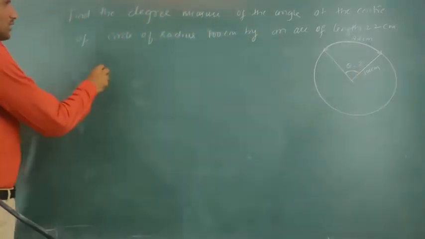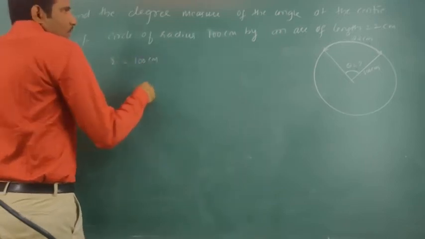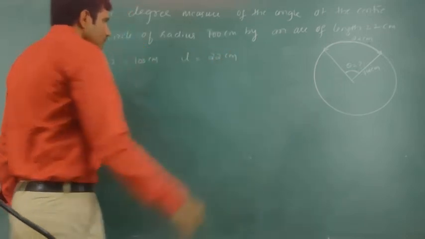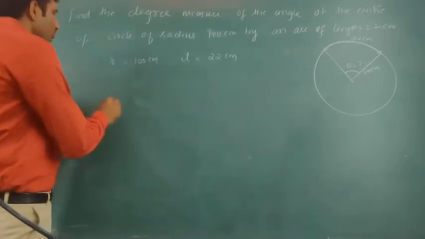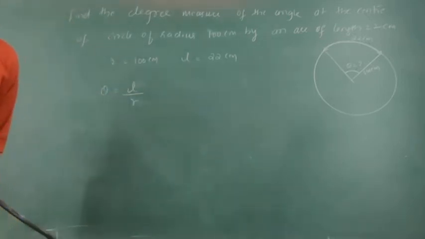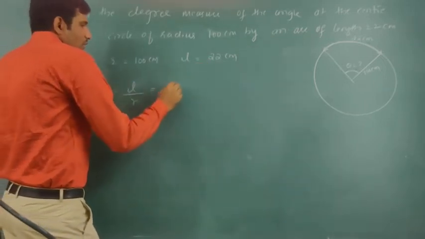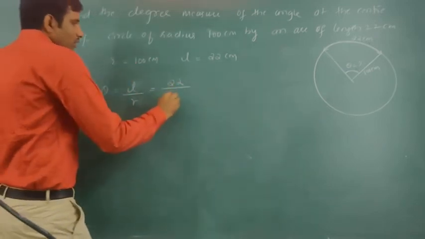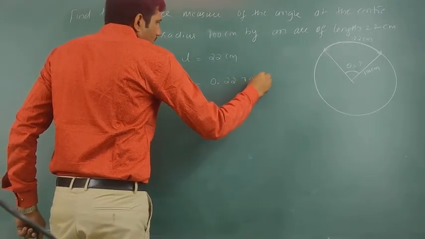Here they have given the radius r, r is equal to 100 centimeter, and the arc length L is 22. Here we have to use the formula theta is equal to L by r. Is it clear, students? What is the L value? 22, divided by the r value, which is 100. So 22 by 100 is 0.22 radians.